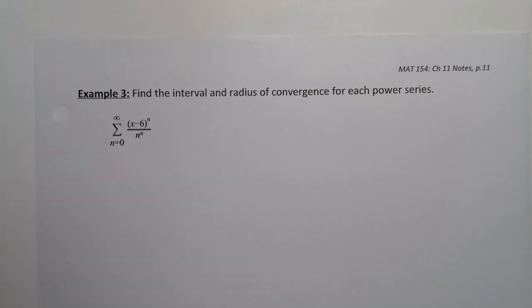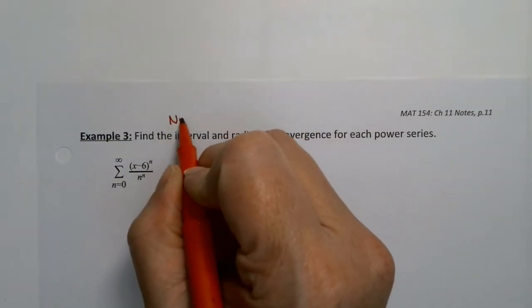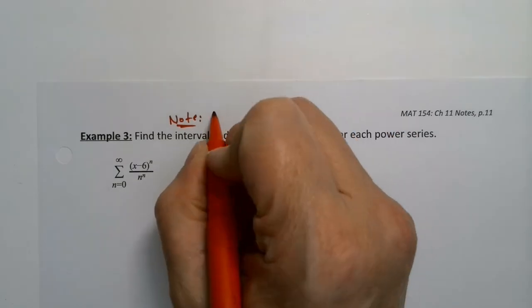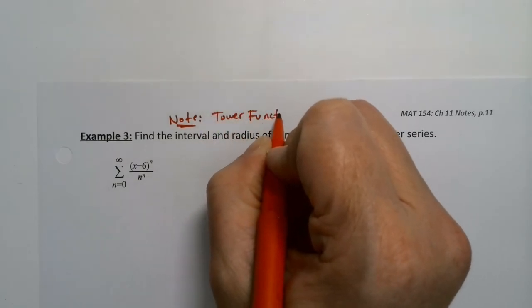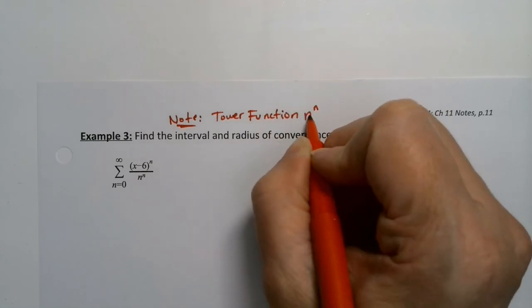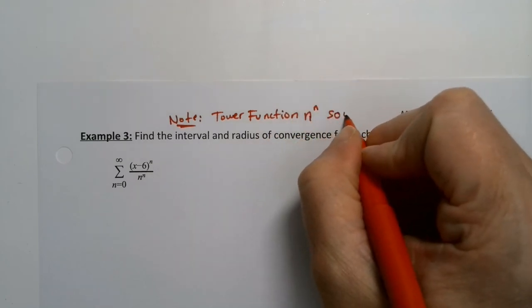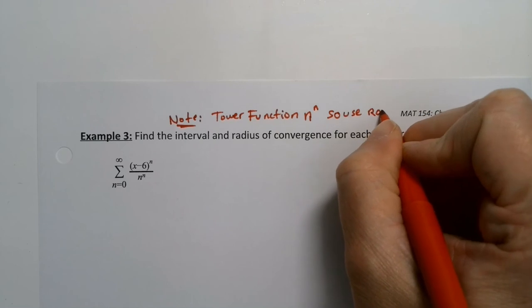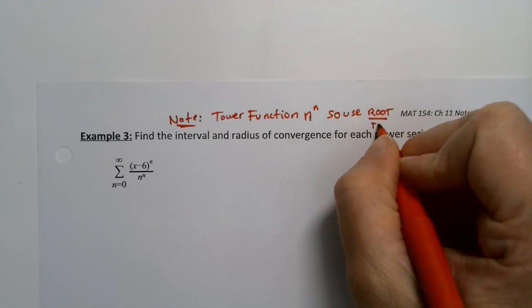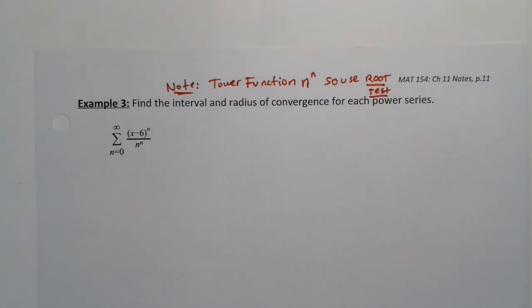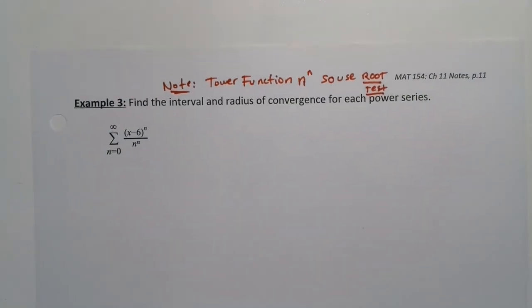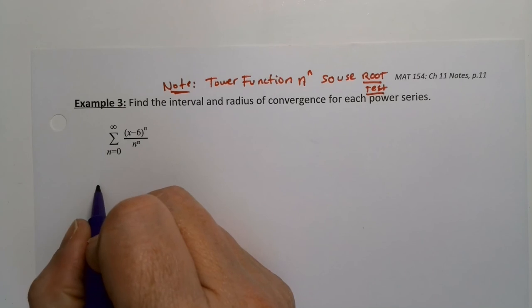So, note. Tower functions, n to the n in the denominator, so use root test. As opposed to the last one, which had a factorial. Factorials are a red flag to use the ratio test. But in this case, we're going to use the root test. Okay, so let's use the root test.